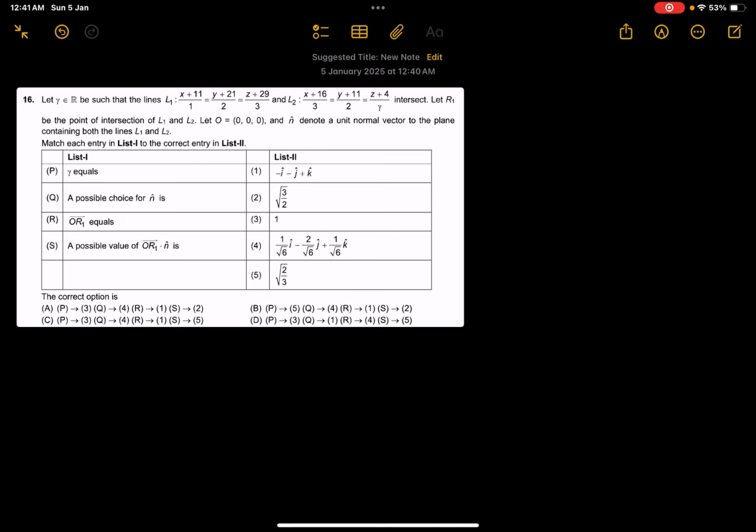Again with this question, we can try to find the answer based on the options. The first thing to note to make sense of the entries of list 1 and list 2 is that n cap is a normal vector. So check the q part of list 1, it's a possible choice for n cap. So it should be a vector, obviously a unit vector in fact, and the only unit vector in list 2 is 4. We know that q should be mapped to 4.